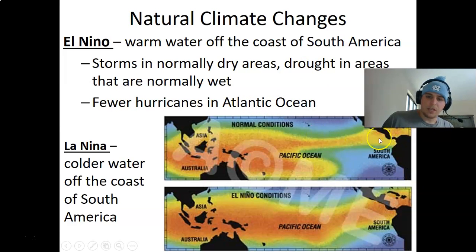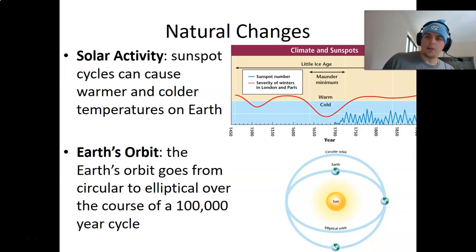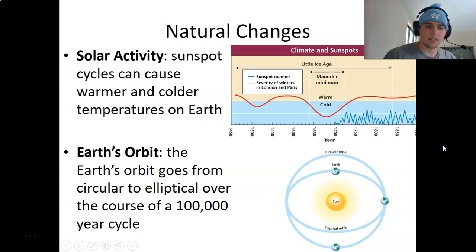So what you see here is Australia into South America. This area is much warmer versus these areas which are cooler than normal. Versus La Nina, colder water off the coast of South America. That actually means that things are a little bit more stable and not quite as turbulent. You're not going to get as many storms. We also have some other natural changes.